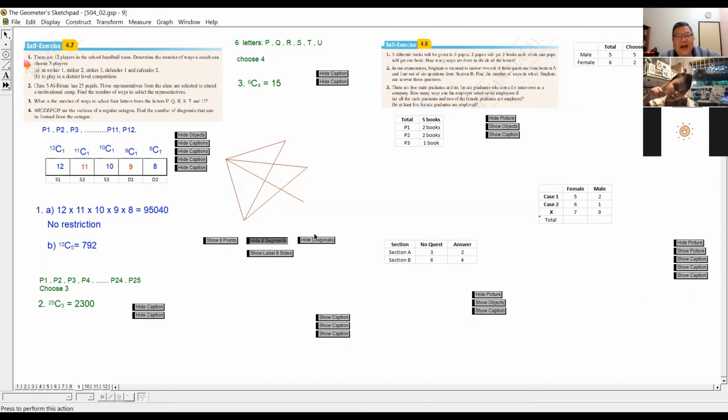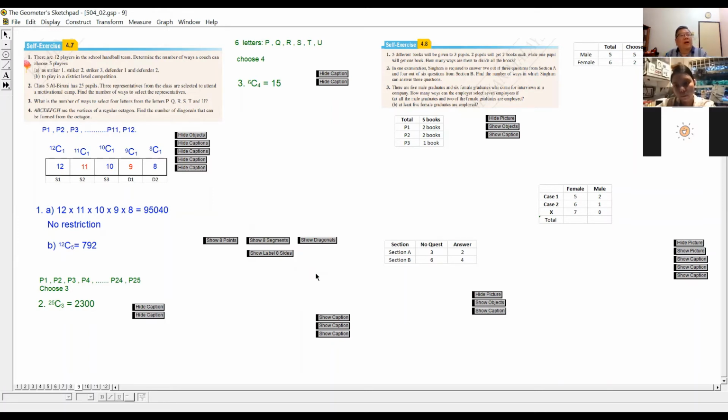So I'm going to hide everything first. Okay. Now you read question number 4. Slowly. A, B, C, D, E, F, G, H are the vertices of a regular octagon. Find the number of diagonals that can be formed from the octagon.